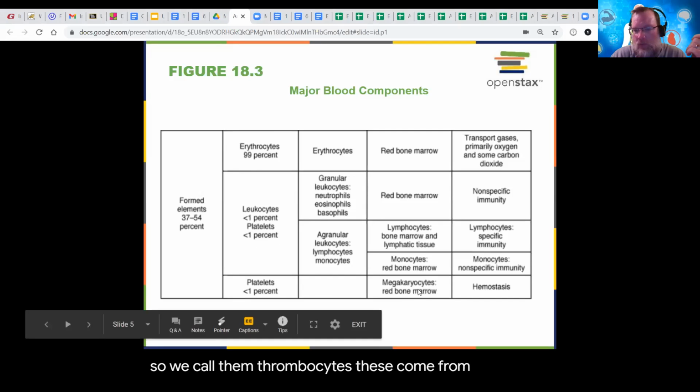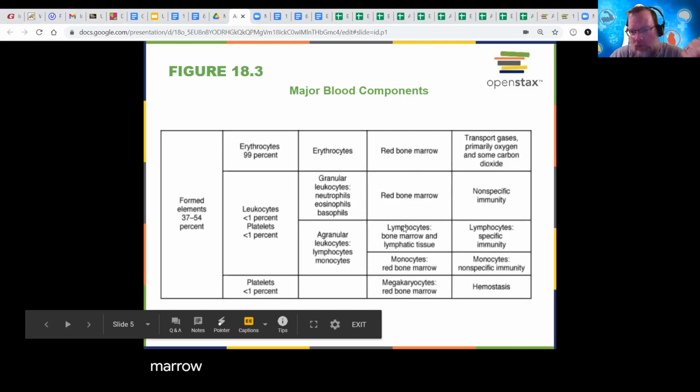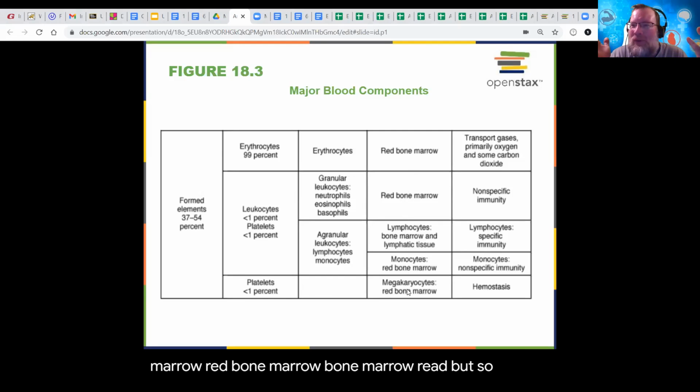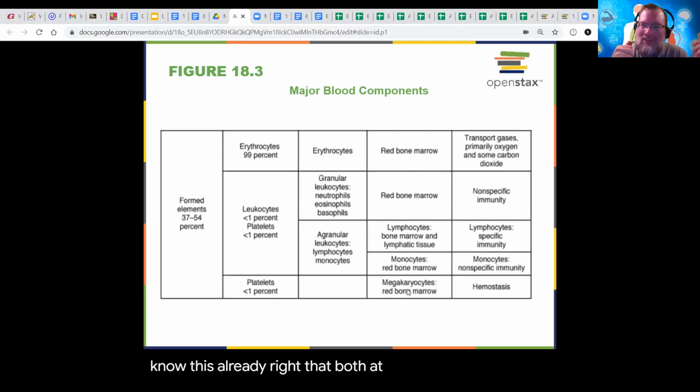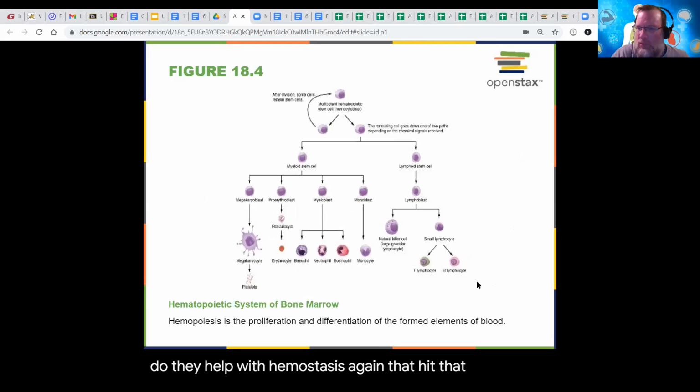These come from red bone marrow, specifically what are called megakaryocytes. This isn't super important, but notice red bone marrow. So we know this already, right? That blood cells are produced in the bone marrow. All right, so what do platelets do? They help with hemostasis. Again, that relates to blood clotting mechanisms. Now, this slide is not super important for you to grasp right now. We get into this a little bit more next semester when we talk about hematopoiesis.